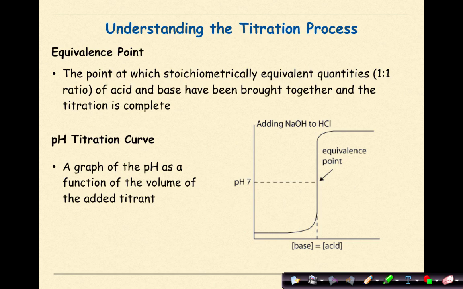What is equivalence point? Equivalence point is the point at which stoichiometrically equivalent quantities, or a 1-to-1 ratio, of acid and base have been brought together and the titration is complete. A pH titration curve is a graph of the pH as a function of the volume of the added titrant. So in this case, when we look at this graph here, we'll notice that we're starting at a low pH, so we're starting with an acid, and we're titrating it with a base. In other words, we're adding base over time, and we're seeing how the pH changes.